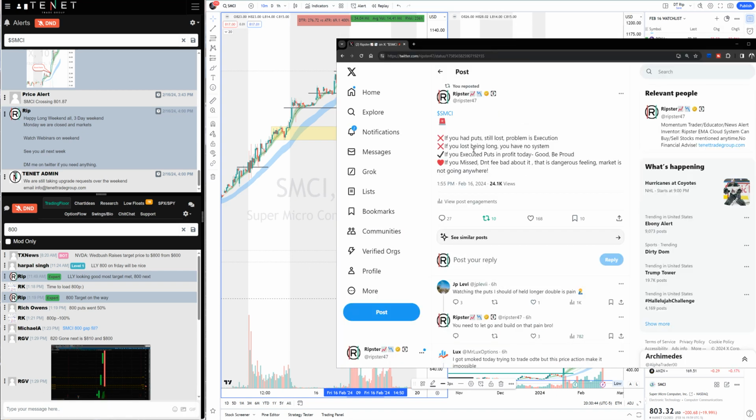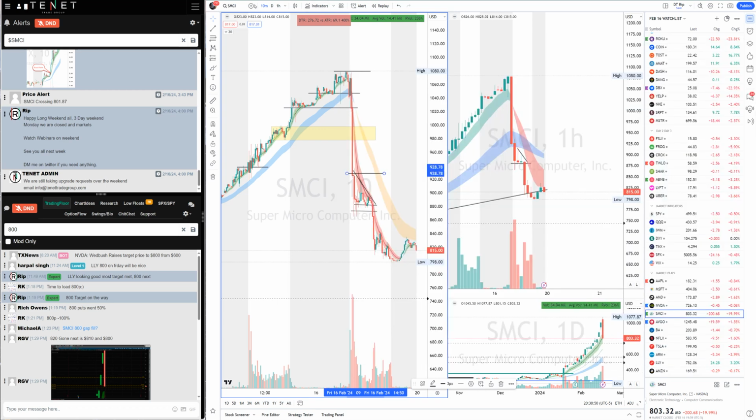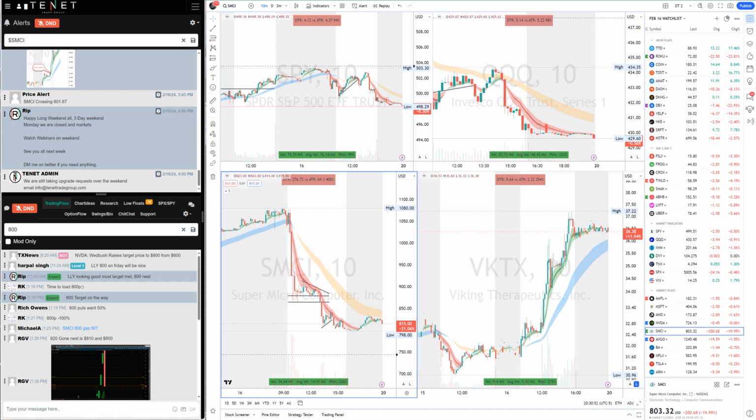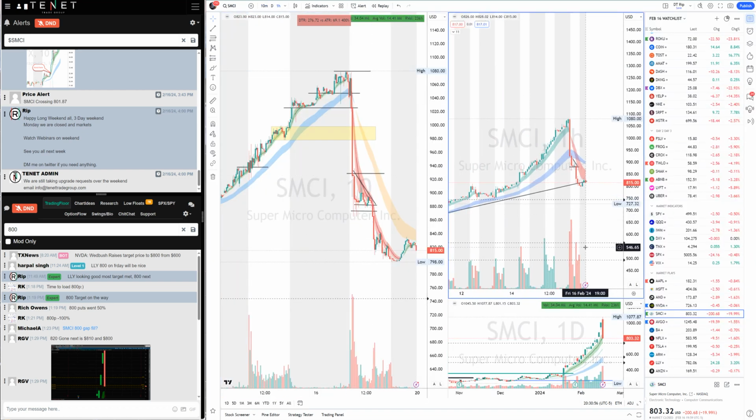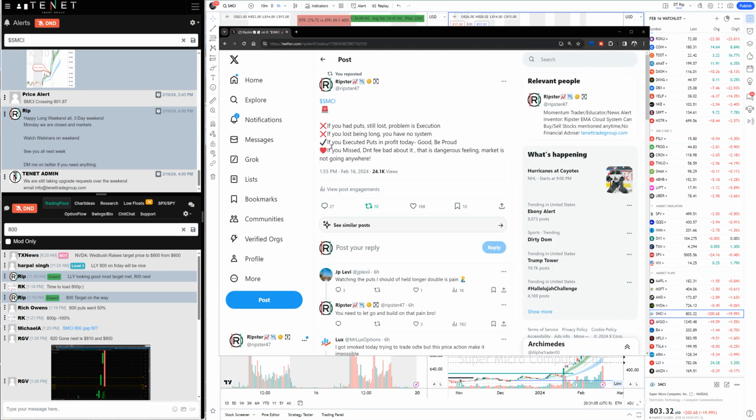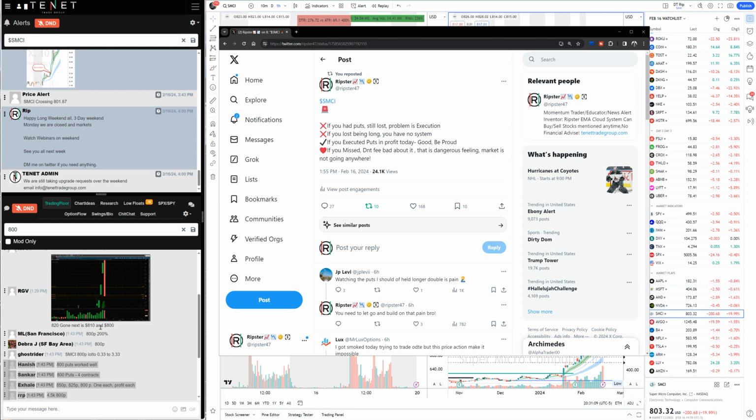And I said, if you lost being long, then there's a problem because you don't really have a system. Why would I long SMCI today? I will not long SMCI today. No. 10-minute bearish, 1 hour bearish, daily big bearish candle. Why would I long it? Look at the volume of sellers here, the first two candles. And then if you executed puts, good job, like a lot of people in our community.